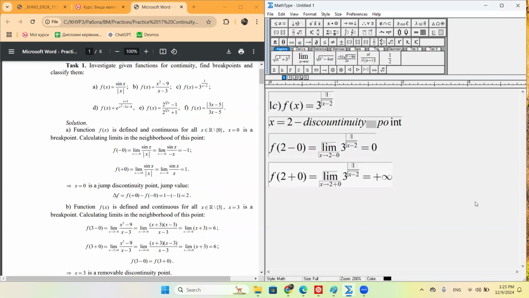So what is the kind of the breakpoint or discontinuity point? Second. Yeah, the second kind. Correct. Okay. Let's move to the next example, or do you have any questions? We can go. Okay.